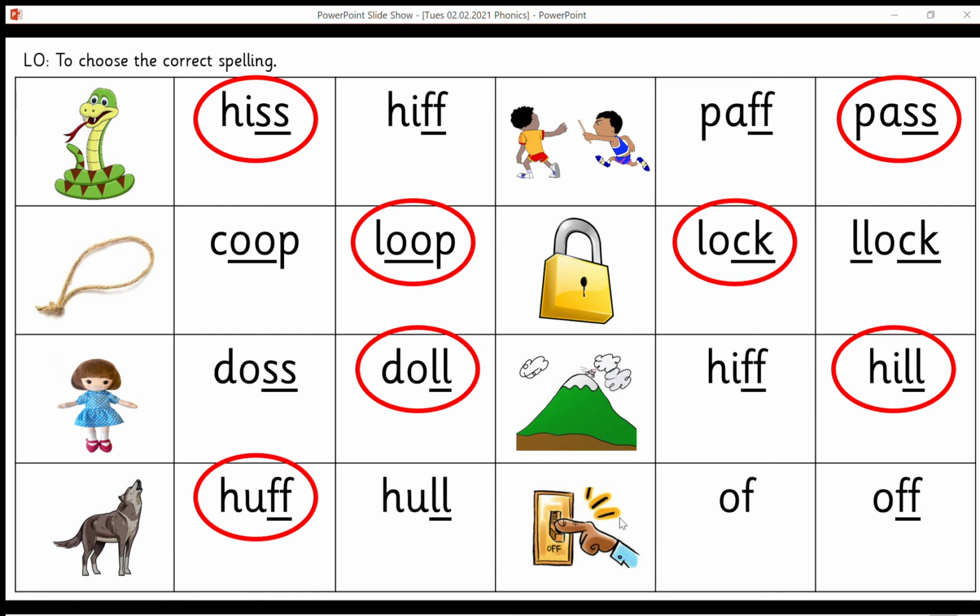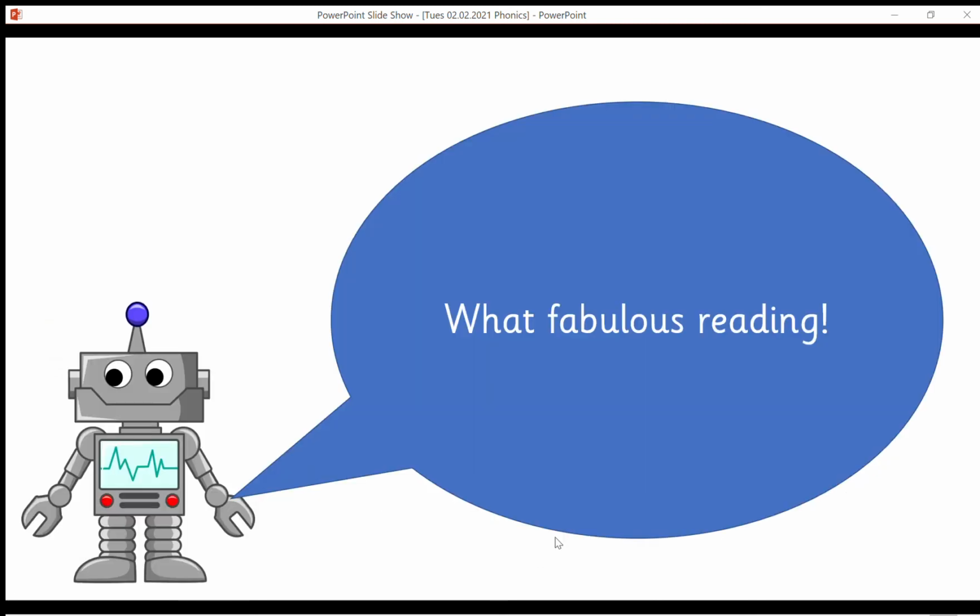Now, this was one of our high-frequency words last week. This is off, off. And there's a little bit of a clue in the picture that tells you how it's spelled. So, this is our high-frequency word, of, and this is our high-frequency word, off. Which one do you think it is, of or off? Point to the one you think it is. And let's see if you were right. Good job. It actually says it down here, doesn't it? Little cheat there, little hack. Okay, next. Super duper fabulous reading. Well done.